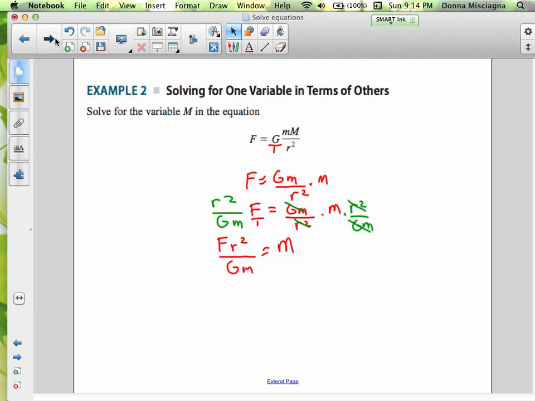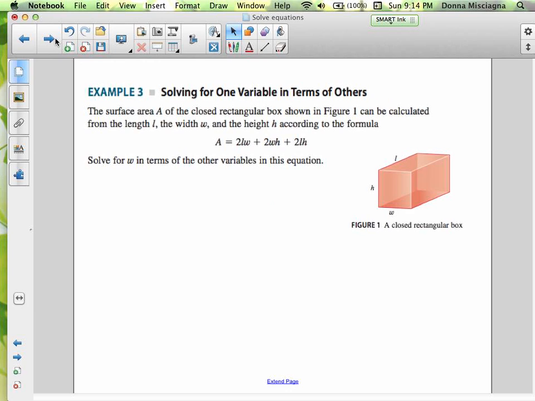Let's look at one more example, and this is solving for one variable in terms of another. The surface area A of the closed rectangular box in figure 1 can be calculated from the length L, the width W, and the height H according to the following formula. Area equals 2 times length times width plus 2 times width times height plus 2 times length times height.